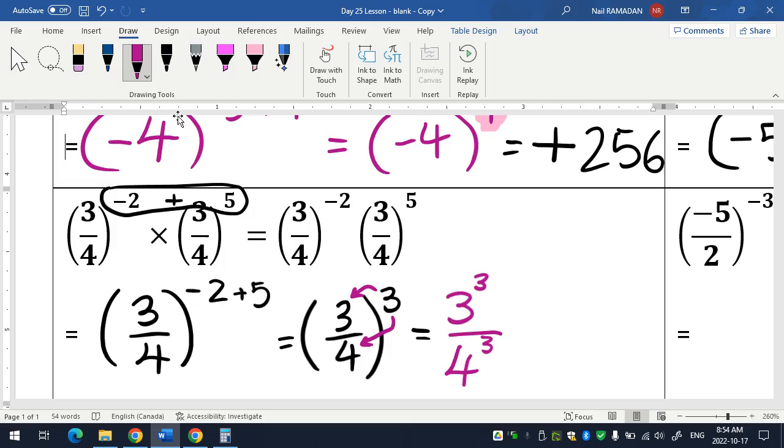What's 3 times 3 times 3? Anyone? 27. Thank you. What's 4 times 4 times 4? 64. Do you think this fraction simplifies? In other words, do you have a number that these two mutually divide by?